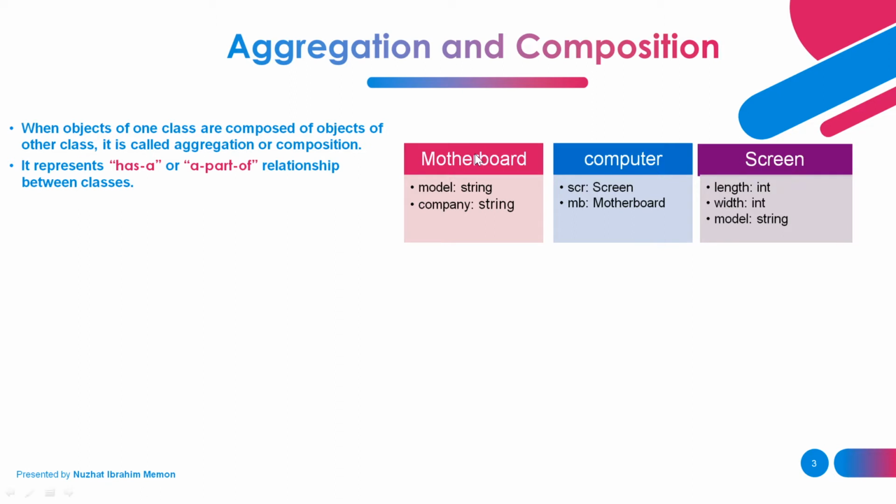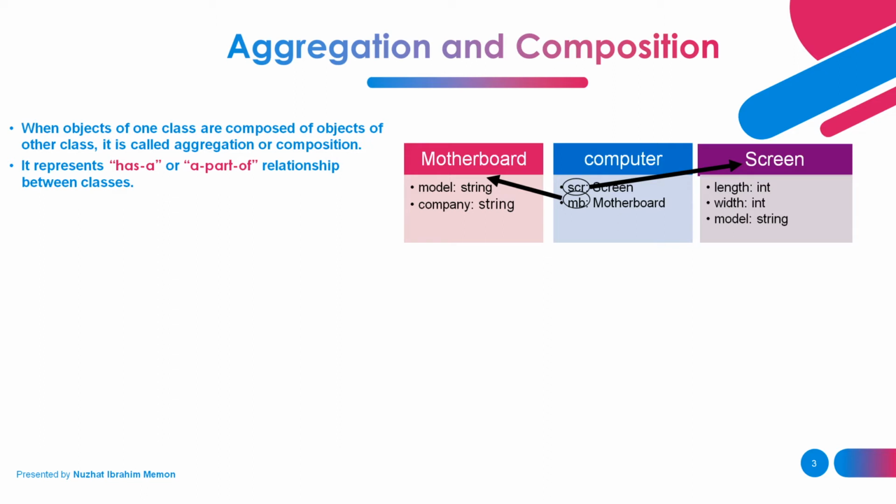See in the diagram, I have a class named motherboard with the attributes model and company. And here you can see I have a class screen with the attributes length, width and model. Here when I define the computer class, it will contain the attribute MB, that is the object of the motherboard class, and SER, that is the object of the screen class. So here I can say that the computer class contains attributes that are objects of class screen and motherboard.